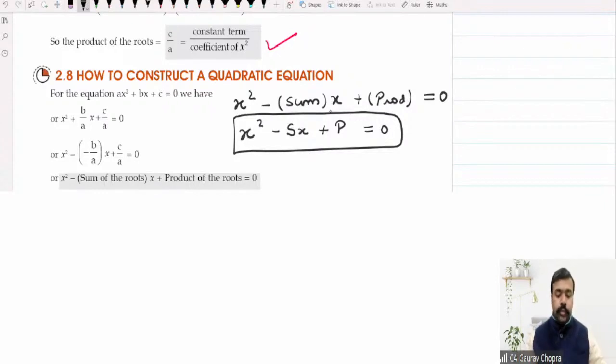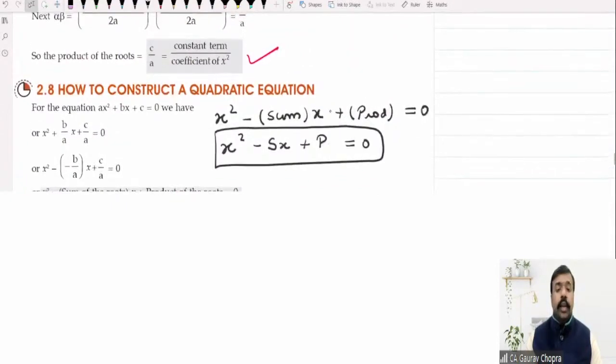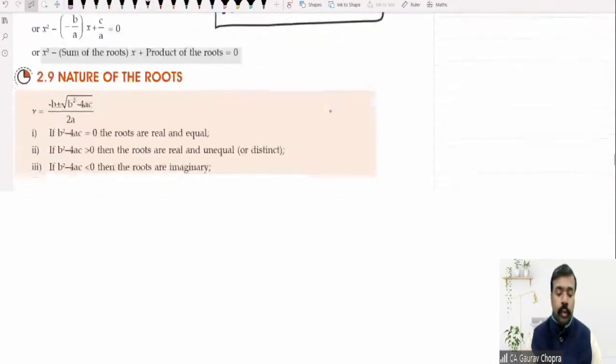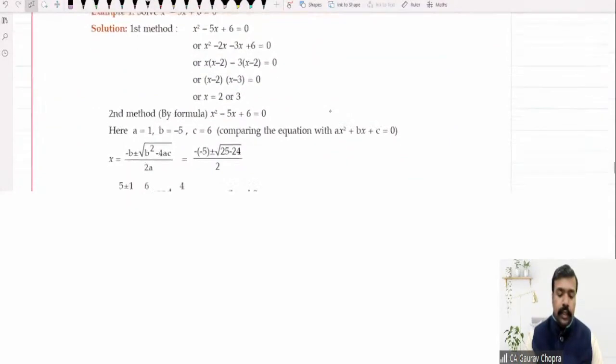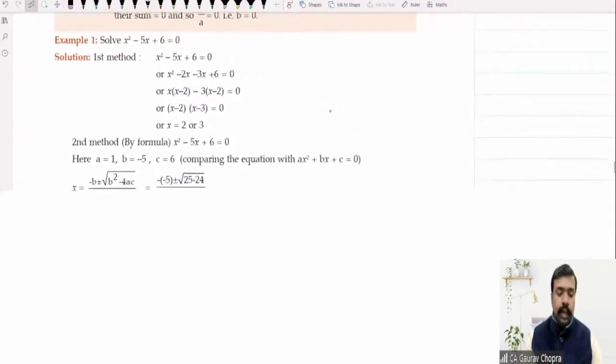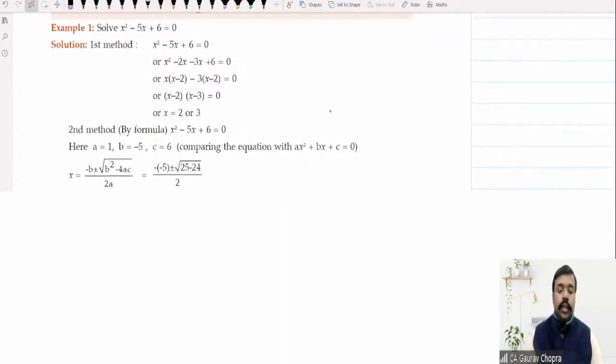Okay. So now we have understood all these concepts, like how to prepare the equations and how to find the sum and product of a quadratic equation. Before going further, let us solve one or two examples, and after that we will discuss some more concepts. Example number 1 says, solve x square minus 5x plus 6 equal to 0. This is the given equation.